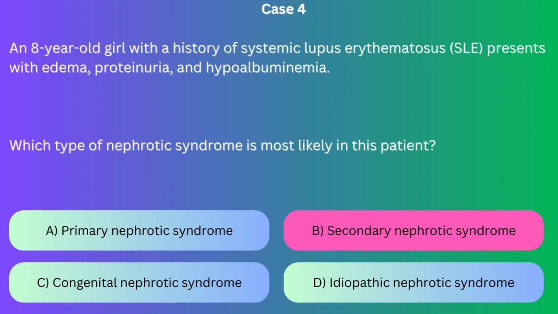Secondary nephrotic syndrome occurs in the presence of systemic diseases like SLE, which can cause glomerular damage leading to nephrotic syndrome. The primary nephrotic syndrome refers to nephrotic syndrome without identifiable systemic disease, and the congenital nephrotic syndrome is rare and present at birth or soon after. The idiopathic nephrotic syndrome is diagnosed in the absence of an identifiable cause.